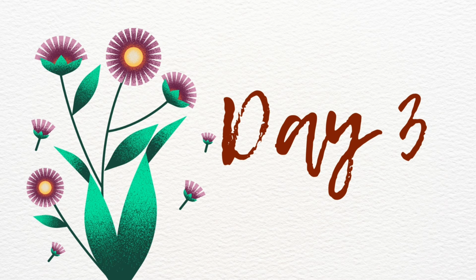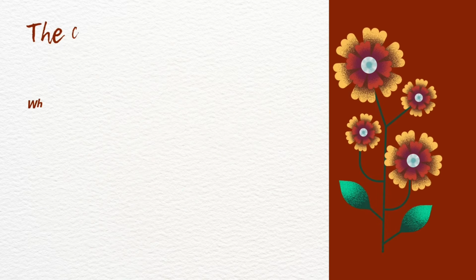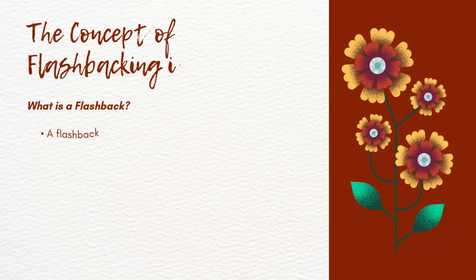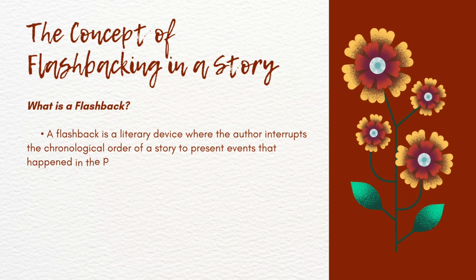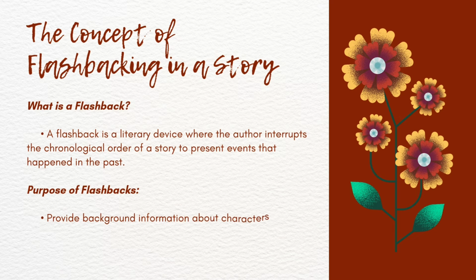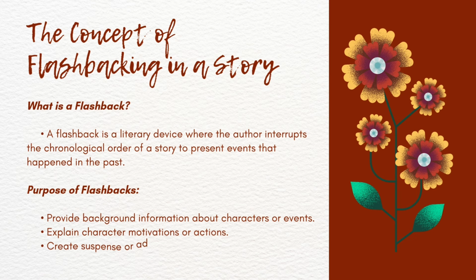Okay, so for day 3, we are going to discuss more about the concept of flashbacking in our story. Okay, so the concept of flashbacking in a story. So what is a flashback? A flashback is a literary device where the author interrupts the chronological order of a story to present events that happened in the past. So the purposes of flashbacks: provide background information about characters or events, explain character motivations or actions, and create suspense or add depth to the story.